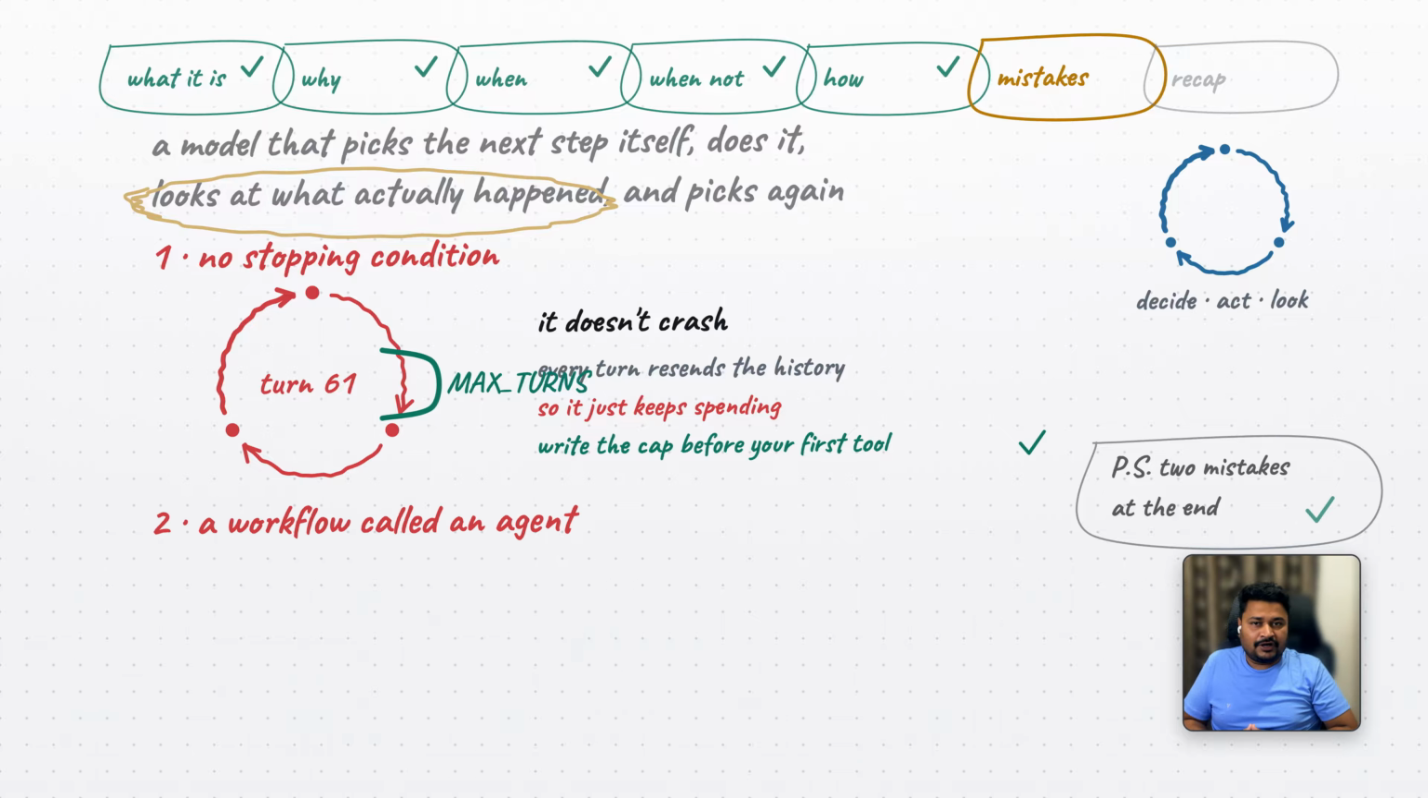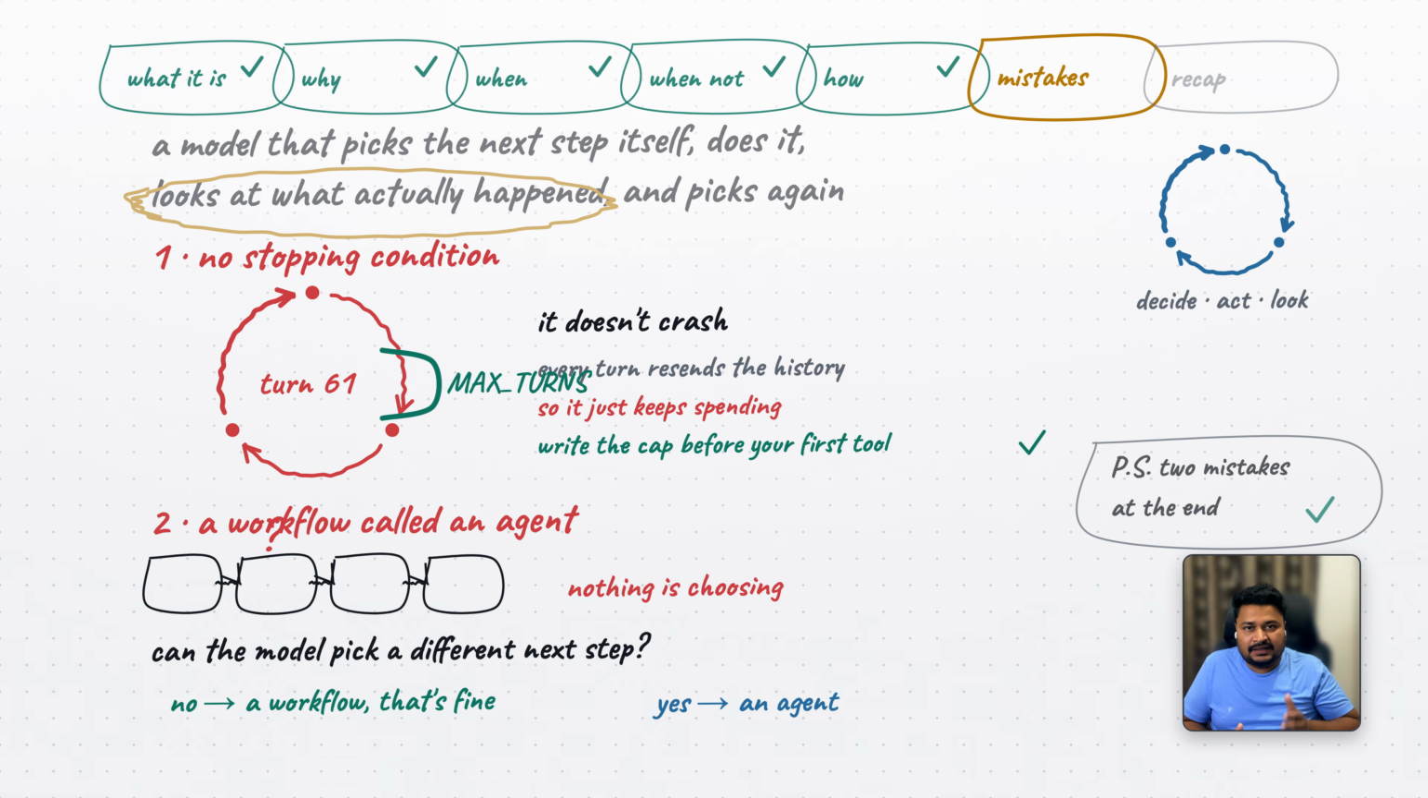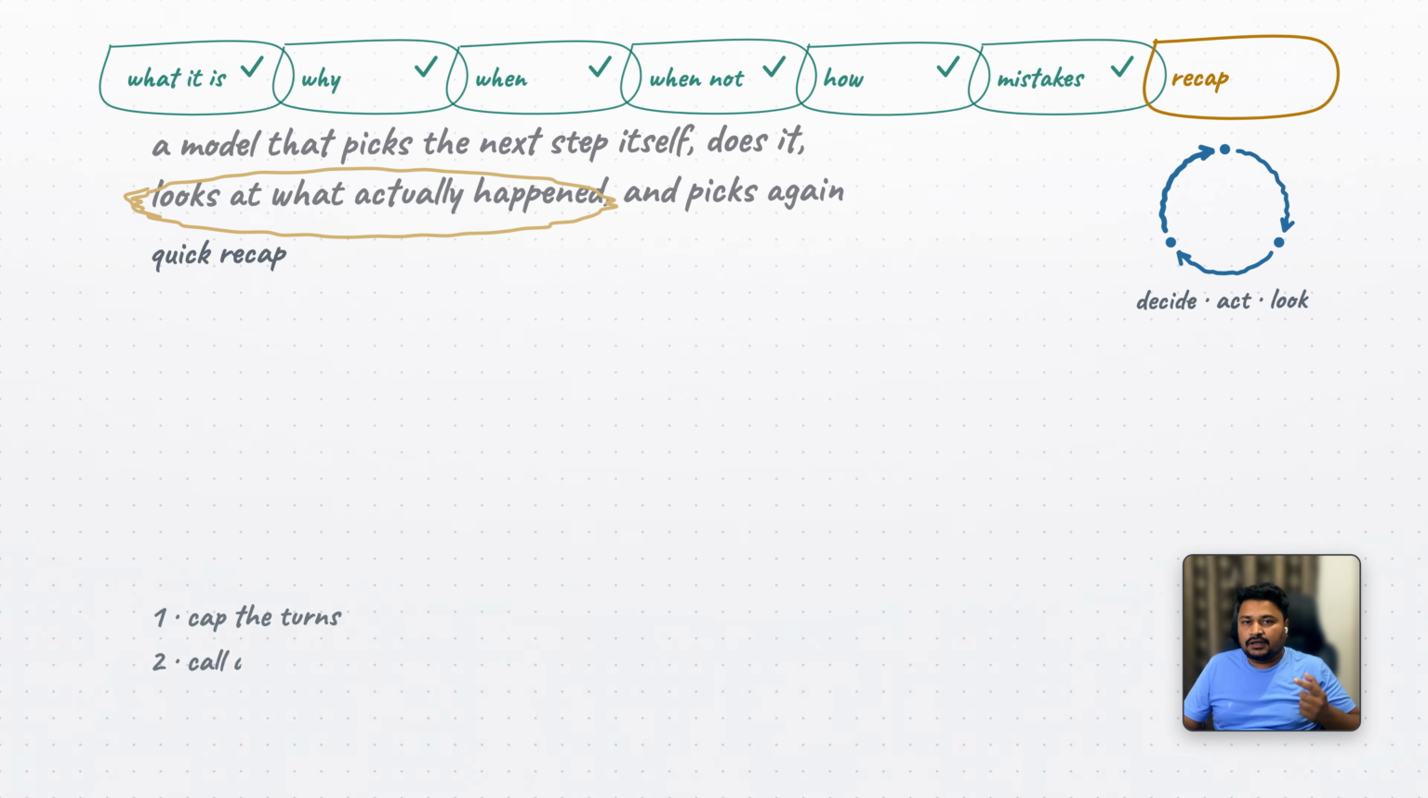Second, building a workflow and calling it an agent. The steps sit in your code in order, and the model just writes text at each stop. Nothing is choosing. Ask yourself one question: can the model pick a different next step than the one I expected? If it can't, you have built a workflow, and that's fine. Just call it once.